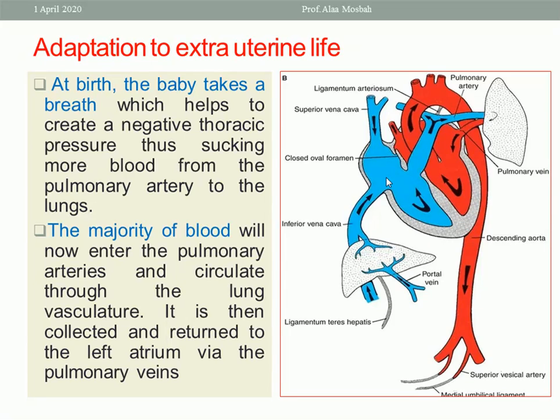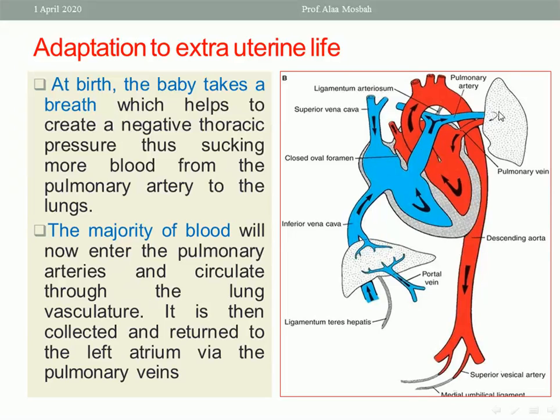Okay, how does the baby adapt to extrauterine life? At birth, the baby takes a breath, which helps to create negative thoracic pressure. And this negative thoracic pressure will make the blood be pushed from the pulmonary artery to the lung. The majority of blood will now enter the pulmonary arteries and circulate through the lung vasculature. It is then collected and returned to the left atrium via the pulmonary veins.